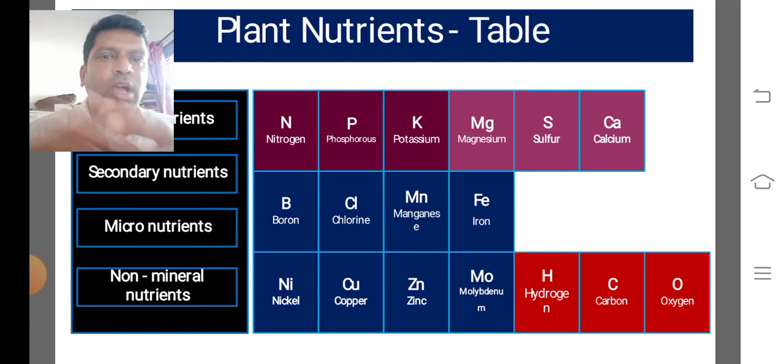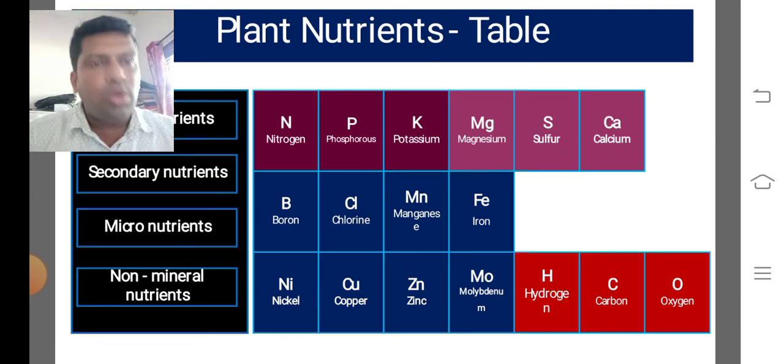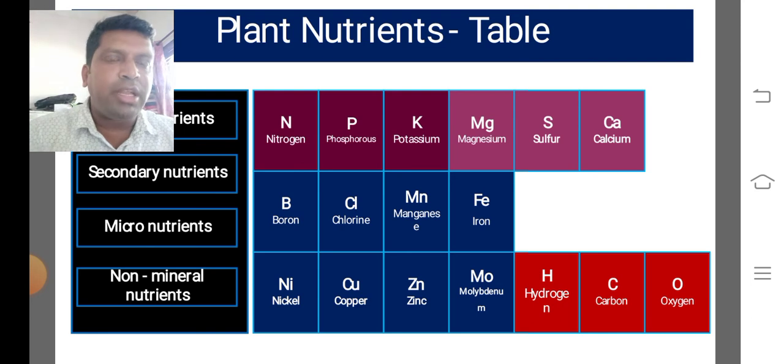And lastly, we have one more head, micronutrients. As the name indicates, these are the nutrients required in smaller quantities. And there are 8 nutrients that come under this micronutrients. They are boron, chlorine, manganese, iron, nickel, copper, zinc, and molybdenum. So these are the 17 nutrients required by the plants for a healthy growth, and lack of any one of these nutrients may lead to the death of a plant or deficiency in the plant.